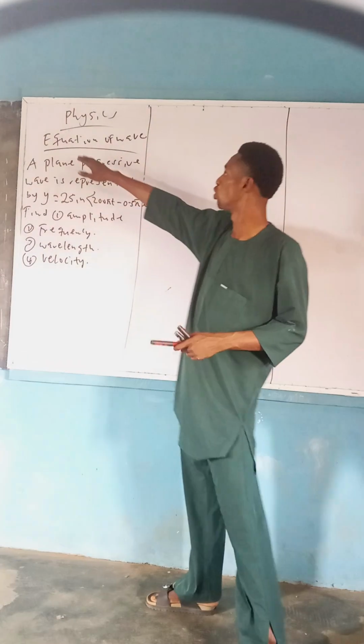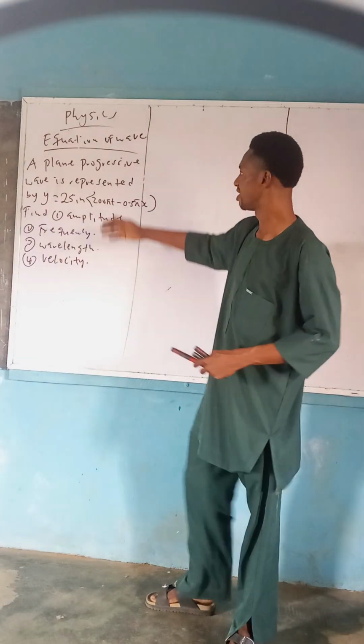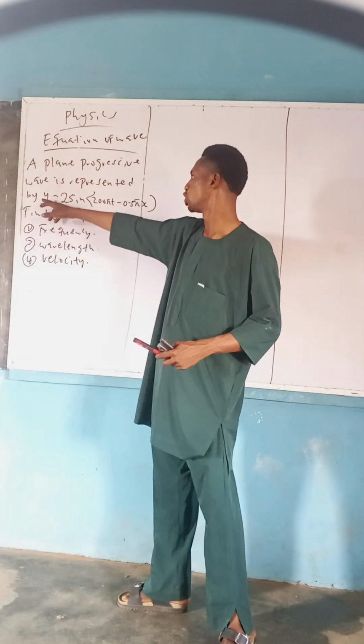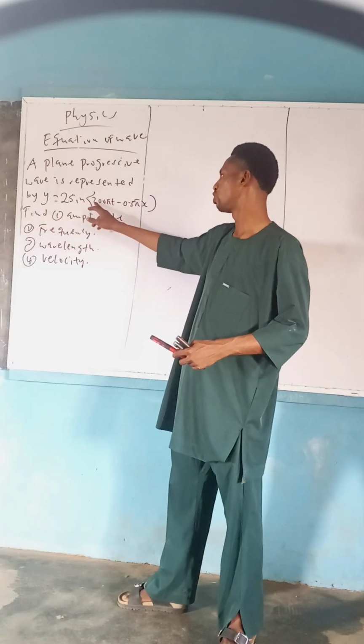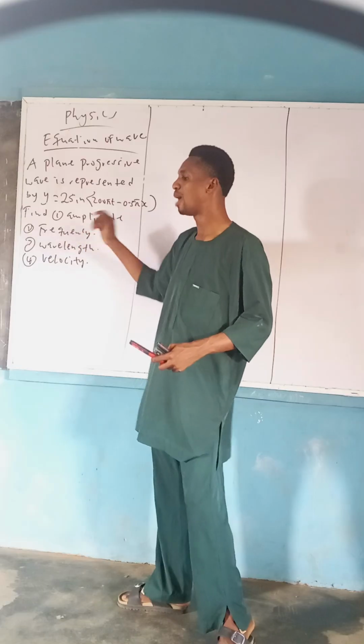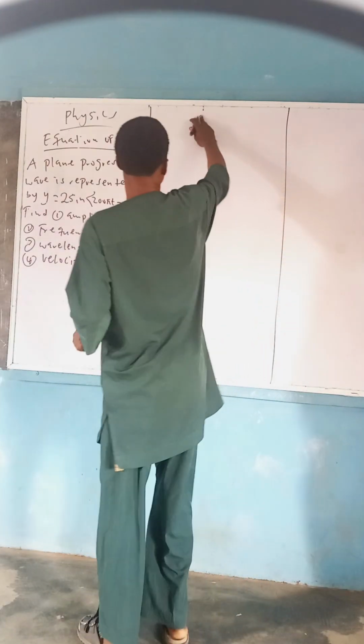I'm here to discuss the equation of a wave. There's an example here. A plane progressive wave is represented by the equation y = 2 sin(200πt − 0.5πx). Number one, find the amplitude. Please take note. Let's solve this.